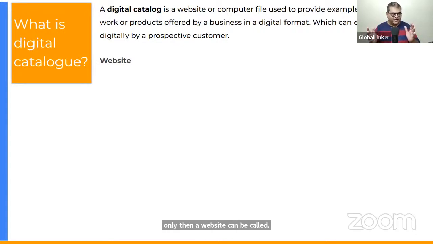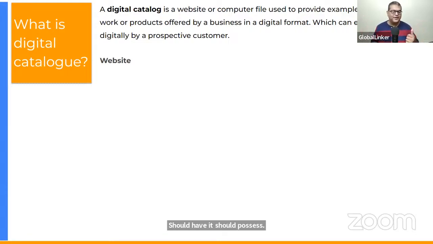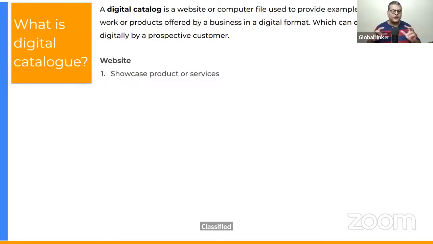So it is not like anything and everything on the internet can be called a digital catalog. It should possess certain capabilities, and only then can it be referred to as a digital catalog, right? So the first capability or feature is that the website can showcase information about the product or services being offered by the business, right? If there's a website that is just showcasing information about the business, about us, vision, mission, etc., then that website cannot be classified or called a digital catalog.